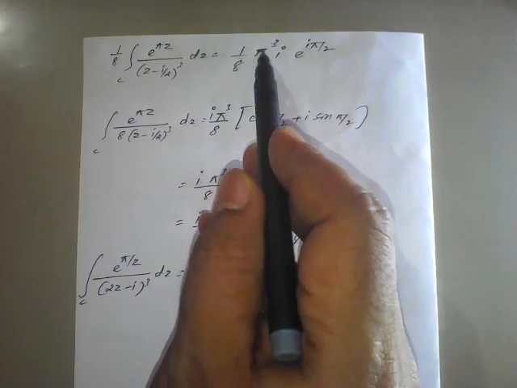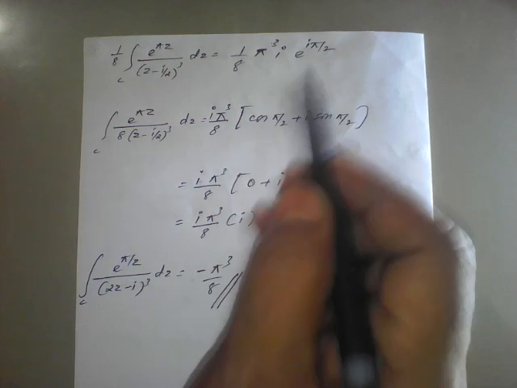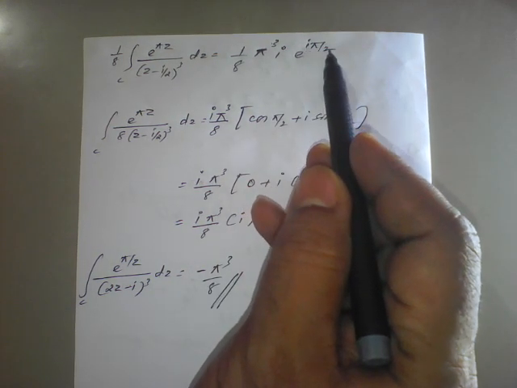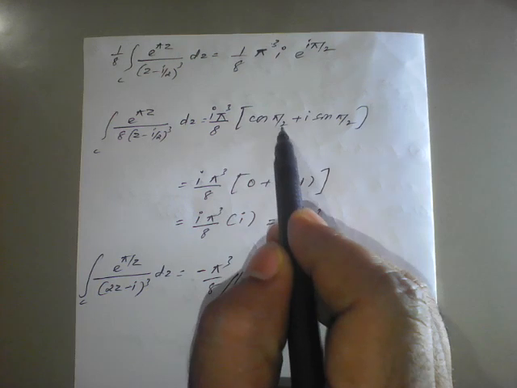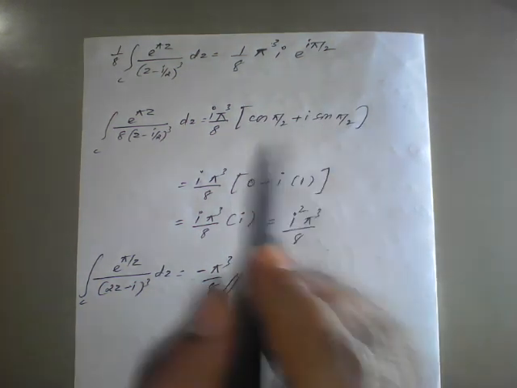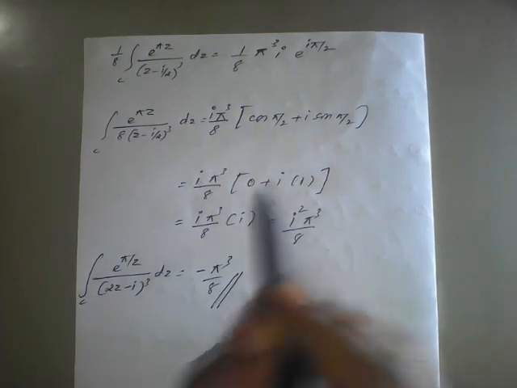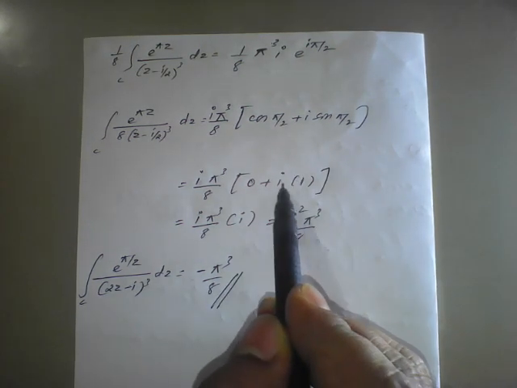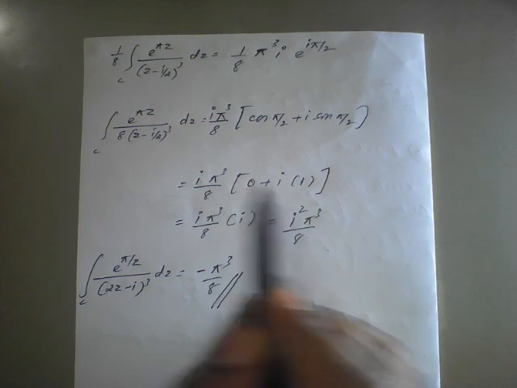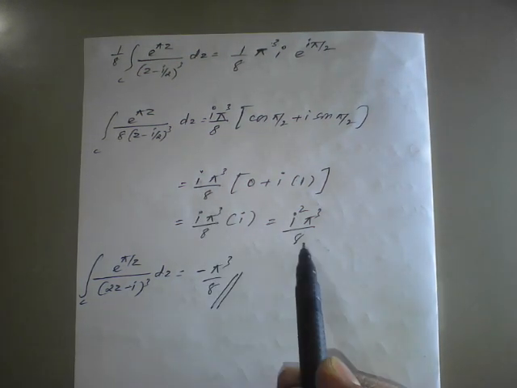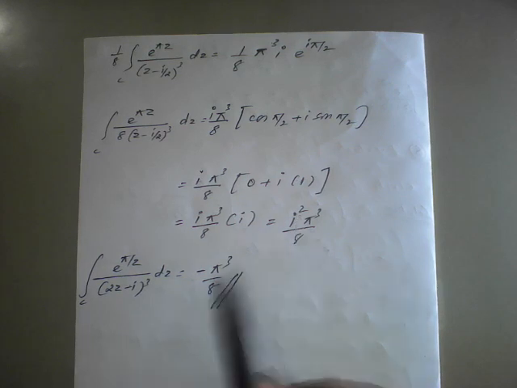Club it: pi cube upon 8 times i, and e raised to i pi by 2 can be written as cos pi by 2 plus i sin pi by 2, using the complex result. But cos pi by 2 is 0 and sin pi by 2 is 1. So 0 plus i becomes i, and this i and this i become i square. So pi cube by 8, but i square is nothing but minus sign.